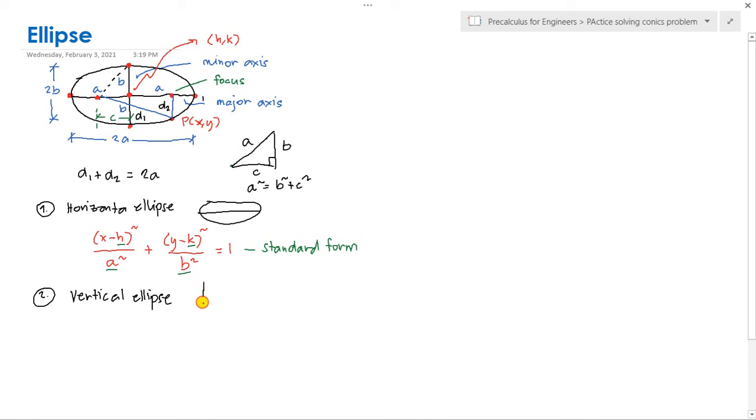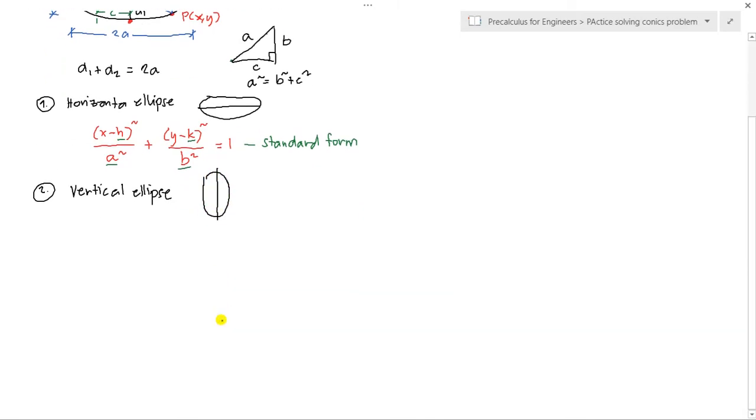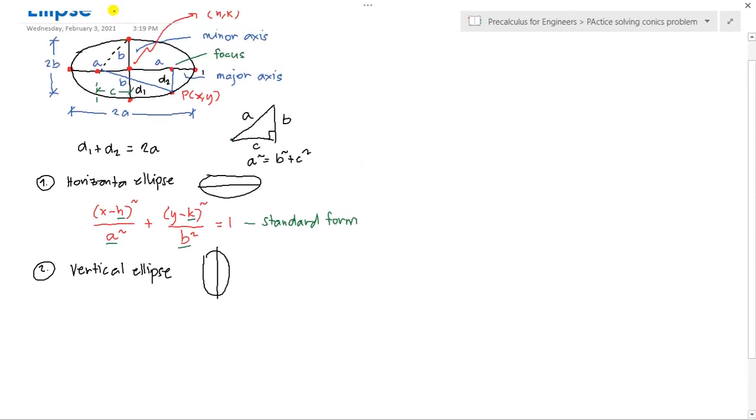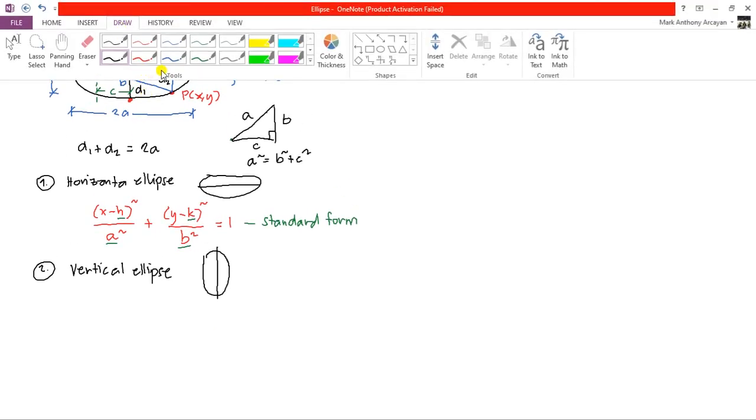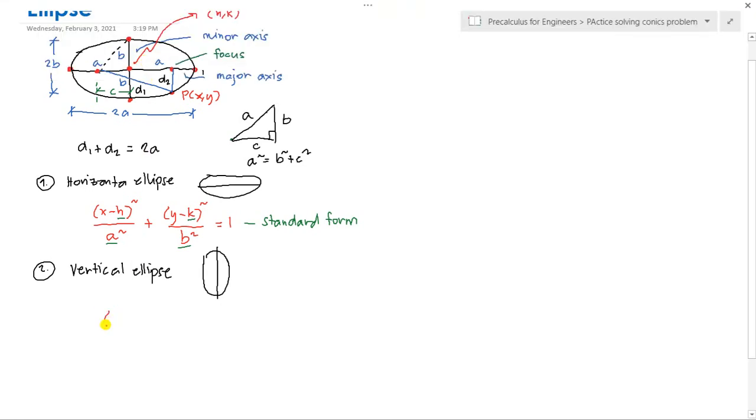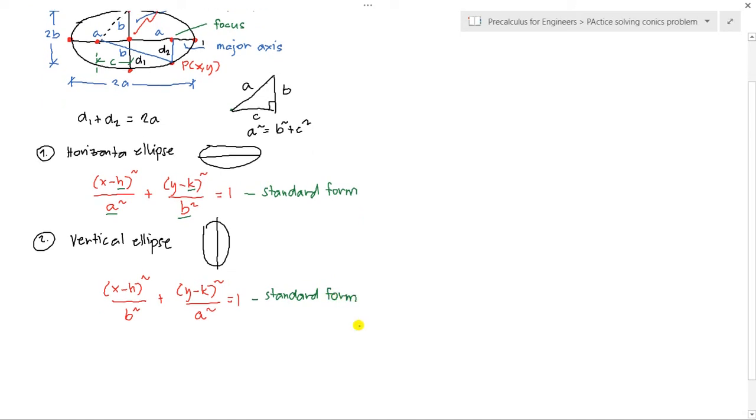Orientation sa vertical ellipse, meaning the major axis is parallel to the y-axis. So the standard form of a vertical ellipse kay ingon ani siya: x minus h squared all over b squared plus y minus k squared all over a squared is equals to 1. So this is the standard form for a vertical ellipse.